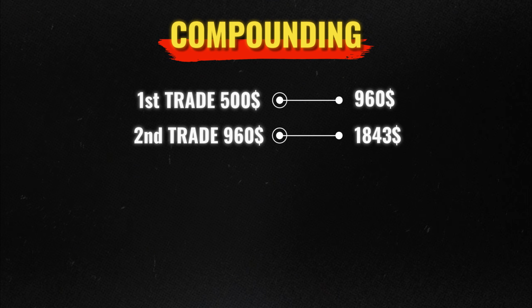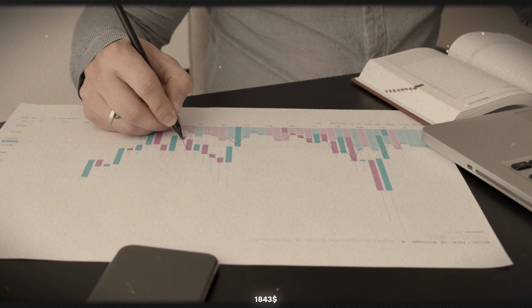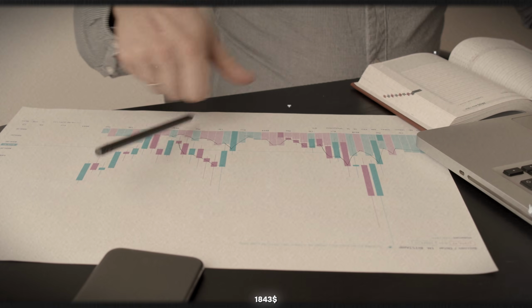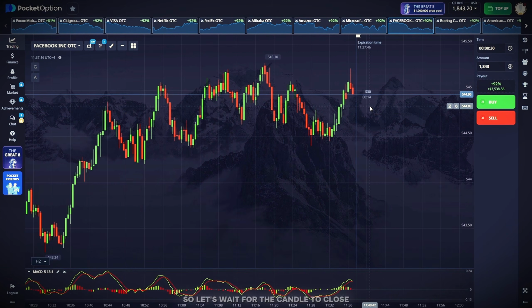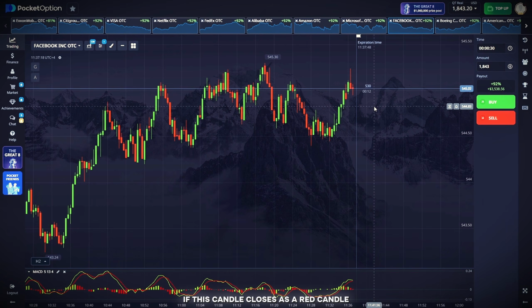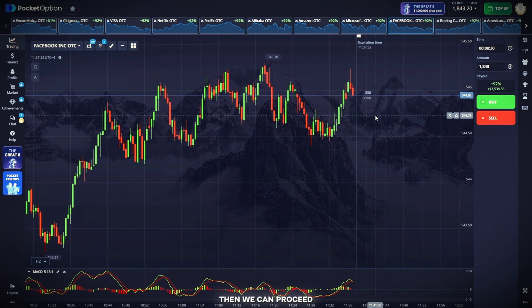Now my balance has turned into $1,843. Let's find a trade for $1,843. On Facebook OTC, we have a trade for the downside move. So let's wait for the candle to close. If this candle closes as a red candle, then we can proceed.